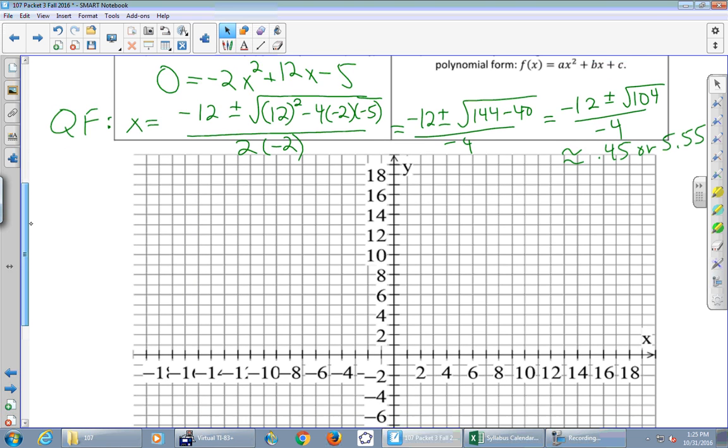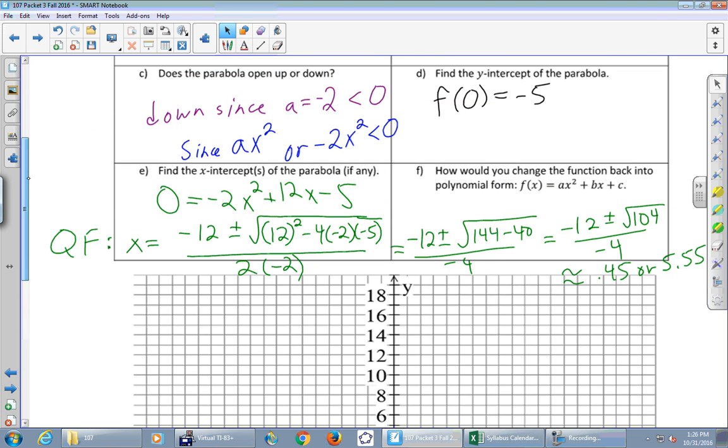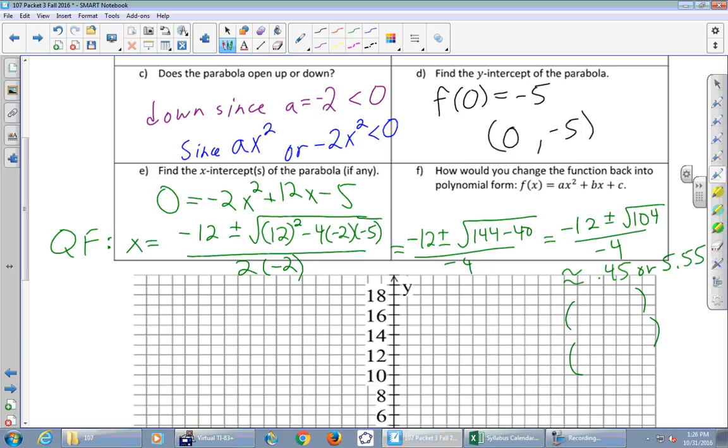Okay, so I think we've got enough information here to plot all of our points. Let's be explicit with the y-intercept. What, comma, what? 0, negative 5. That one's easy, it's just written that way. Let's also be explicit down here with our x-intercepts. What, comma, what? That's it, right? Because the first thing we did was make the y equal to 0. And then the other one, 5.55, comma, 0.